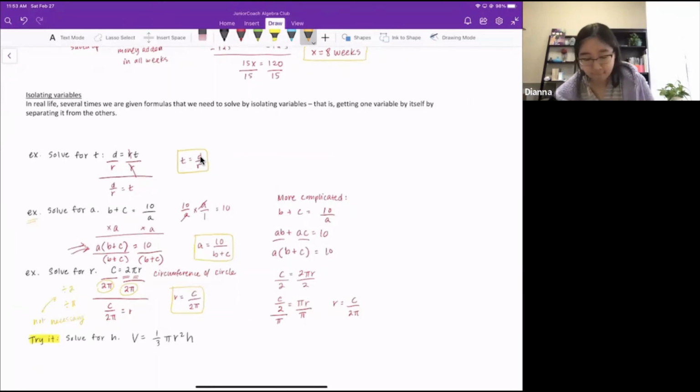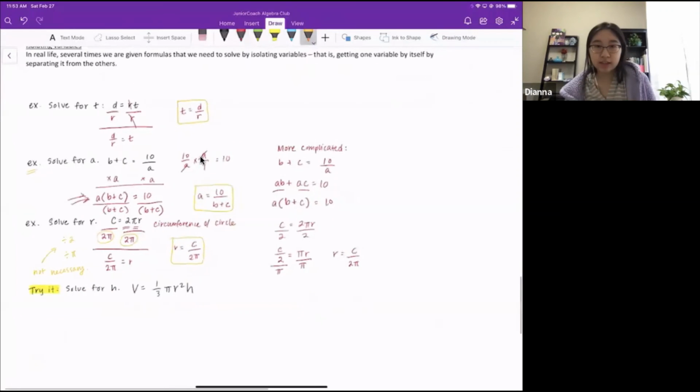Okay. So hopefully that makes sense. What we're trying to do here is get one variable by itself and work with fewer numbers than actual letters. And this is important. Sometimes you'll be asked to define something entirely in variables. But that's down the line, not now.